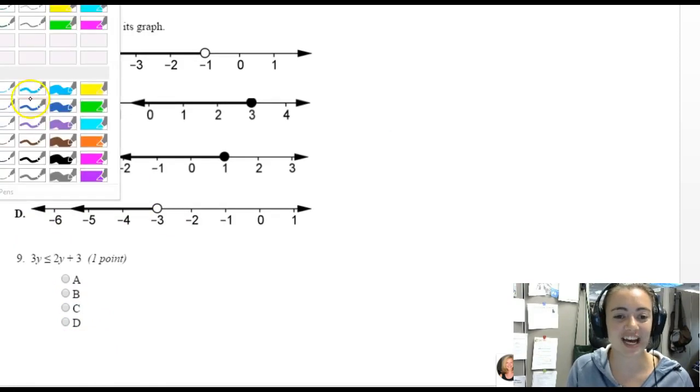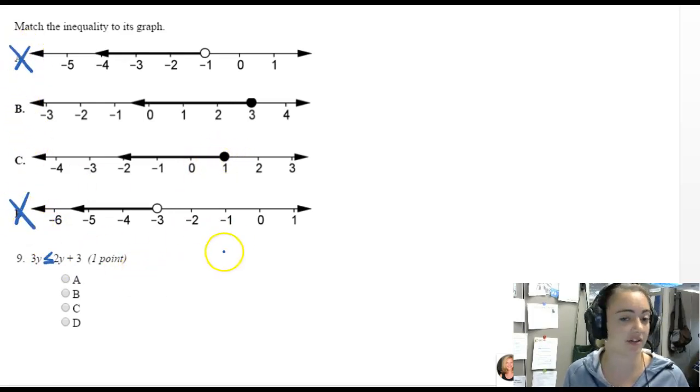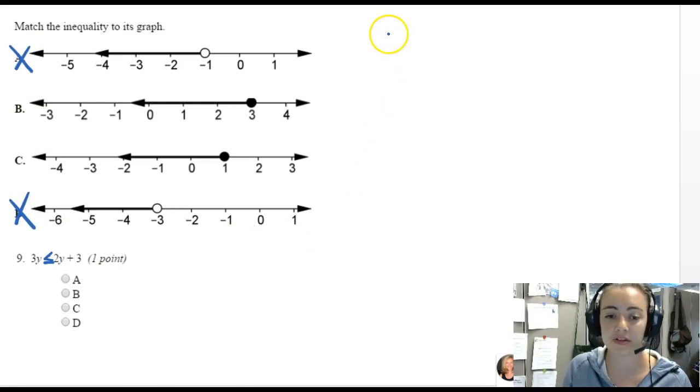For question 9, we're still matching. And again, let's look at an inequality symbol. We have less than or equal to. So that means it's a filled in circle because it includes that value. So we can already narrow out it can't be A or D. Let's figure out exactly which one it is.